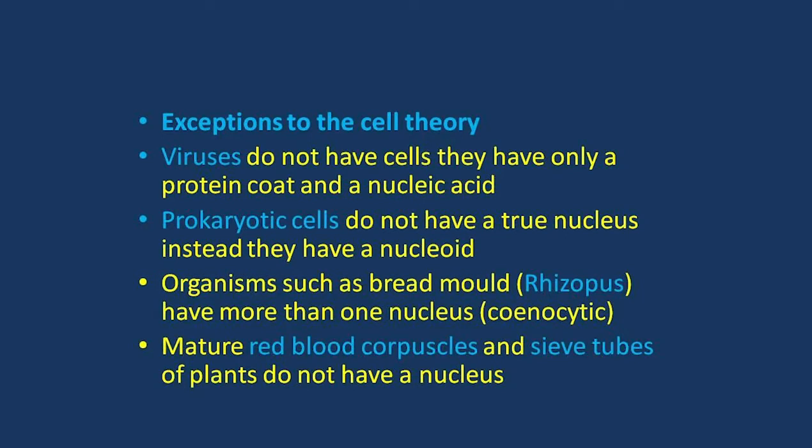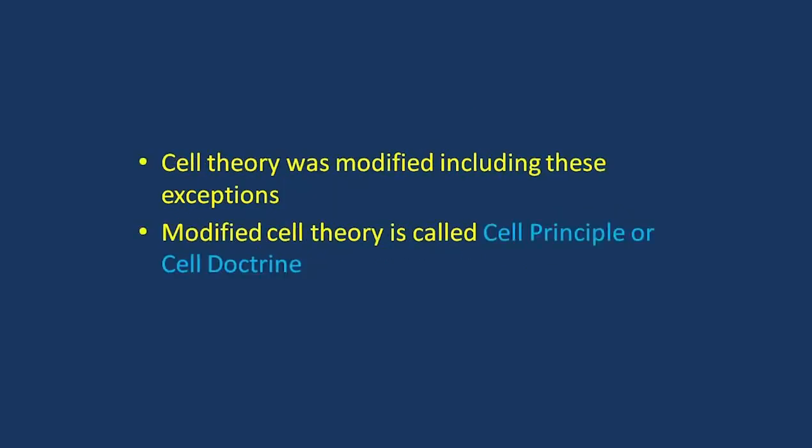Organisms such as bread mold, for example Rhizopus, have more than one nucleus. They have a coenocytic condition. Mature RBCs and sieve tubes of plants do not have a nucleus. Cell theory was modified to include these exceptions. The modified cell theory is called cell principle or cell doctrine.